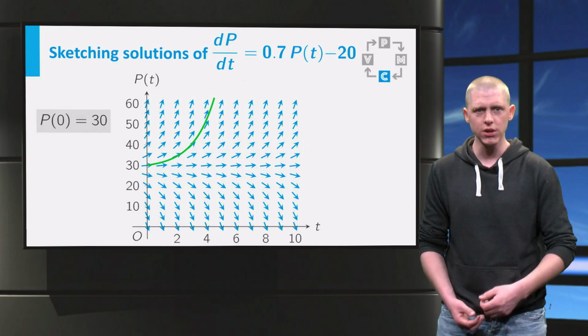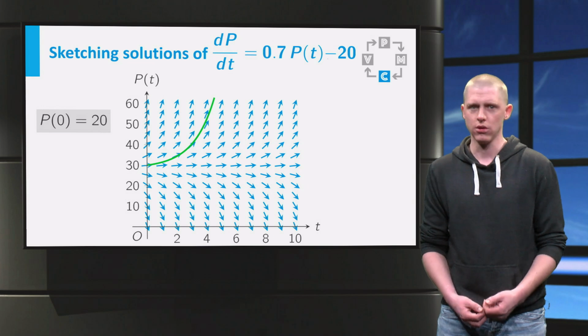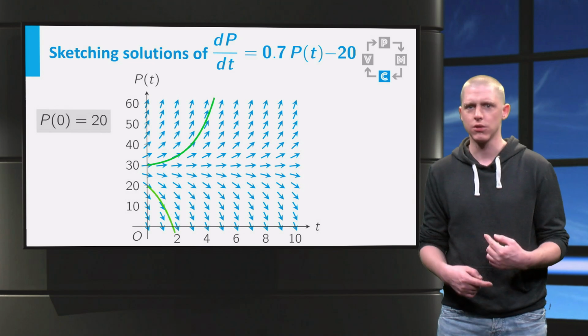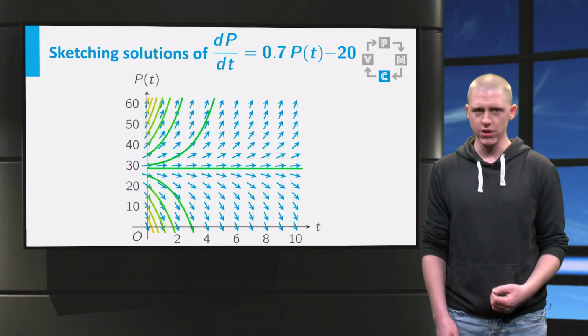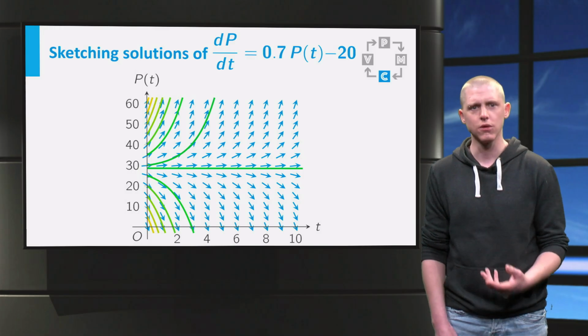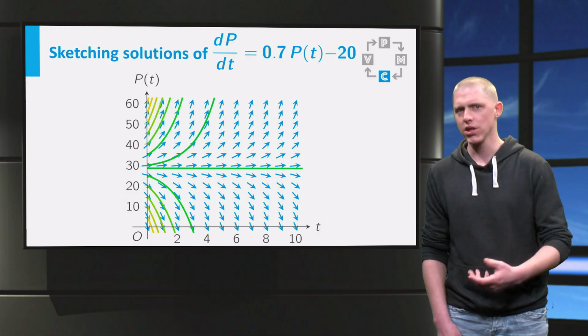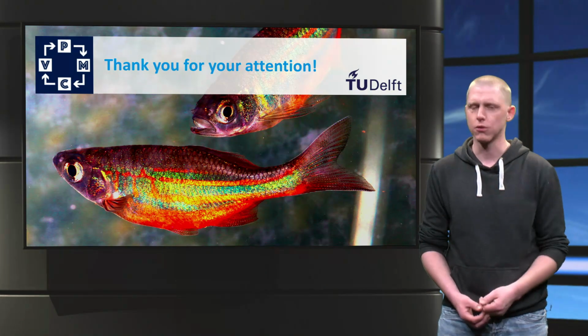If you choose a different initial condition, for example 20, you get a second solution curve. If you repeat this for many different initial values, you get a graph like this. Can you differentiate the different behaviors of the curves in this graph? Next, you will sketch the direction fields and approximate solutions yourself for some other differential equations.